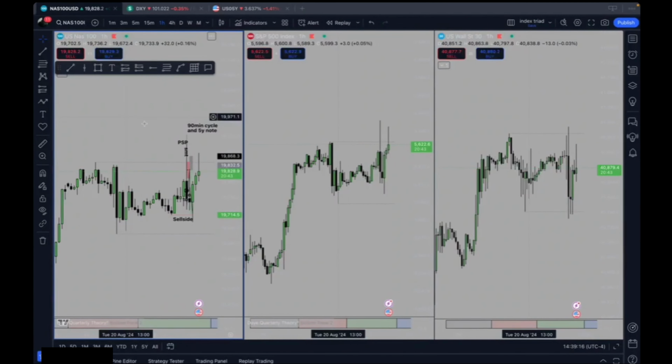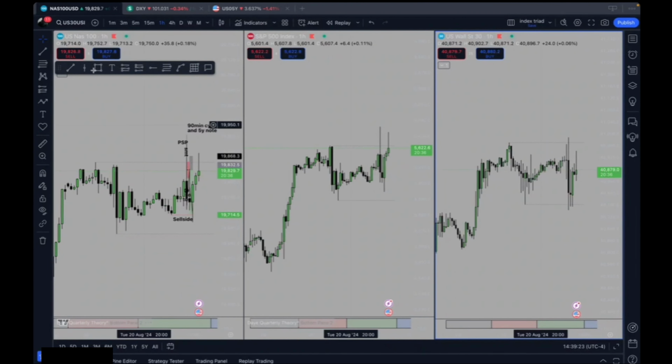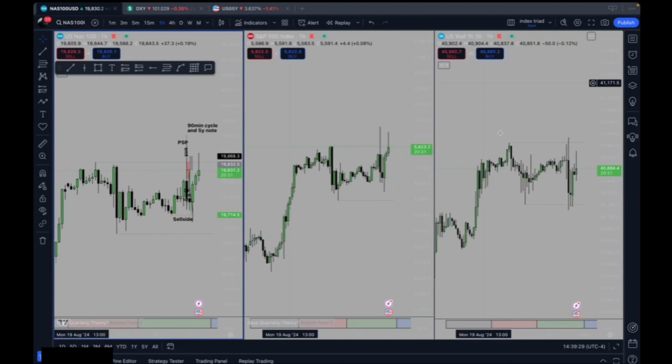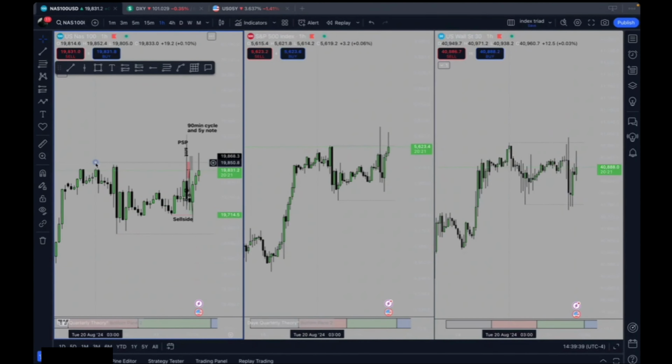So I want to start with the indices triad on the weekly cycle. As you can see, we have NQ, ES, and Dow Jones. And this is yesterday's high, which is Tuesday. And today the price was just wicking above this high right here. It was just wicks above.